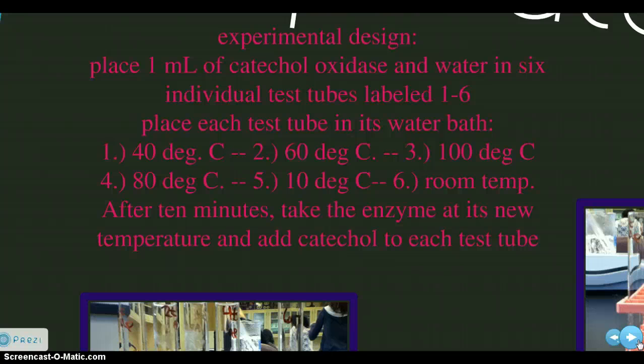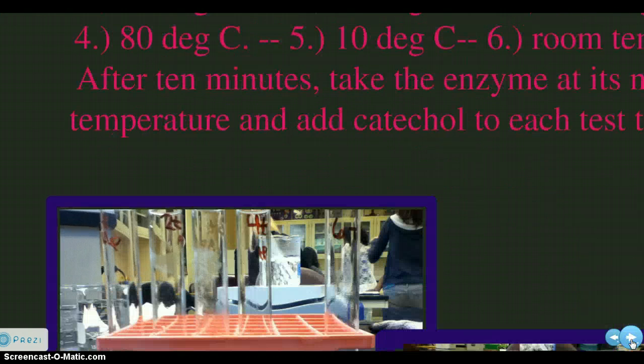Test tube 1 was in 40-degree water, test tube 2 was in 60-degree water, test tube 3 was in 100-degree water, test tube 4 was in 80-degree water, and test tube 5 was in 10-degree water, which was also an ice bath. Test tube 6 was kept at normal room temperature water. After 10 minutes, we took the enzyme at its new temperature, added catechol to each test tube, and measured their reaction.